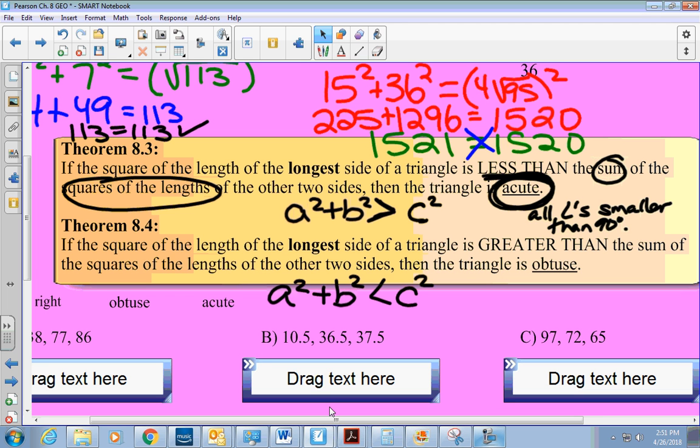where my A students are going to distinguish themselves. What if they're equal? What if a squared plus b squared is equal to c squared? What kind of triangle do you have? Right. Those of you who said right are my A students. So if a squared plus b squared equals c squared, you have a right triangle. That's the Pythagorean theorem.